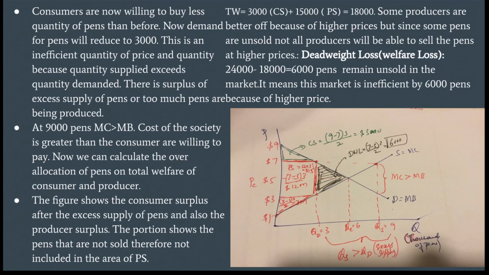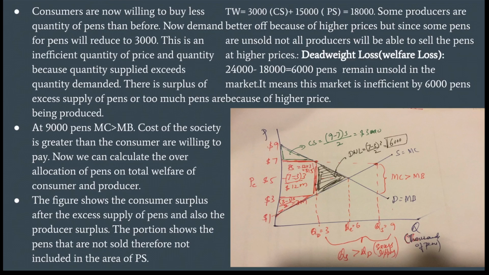The figure shows the consumer surplus after the excess supply of pens and also the producer surplus. The portion shows the pens that are not sold, therefore not included in the area of PS or producer surplus. Total welfare is equal to 3,000, that is consumer surplus, plus 15,000, that is producer surplus, is equal to 18,000. Some producers are better off because of the higher prices, but since some pens are unsold, not all producers will be able to sell the pens at higher prices.